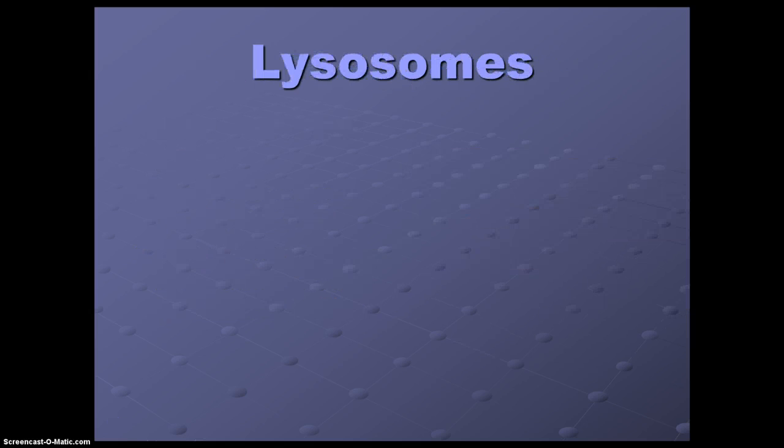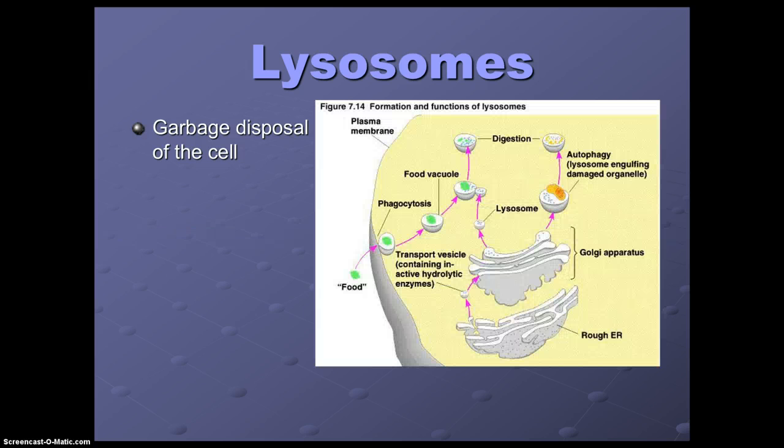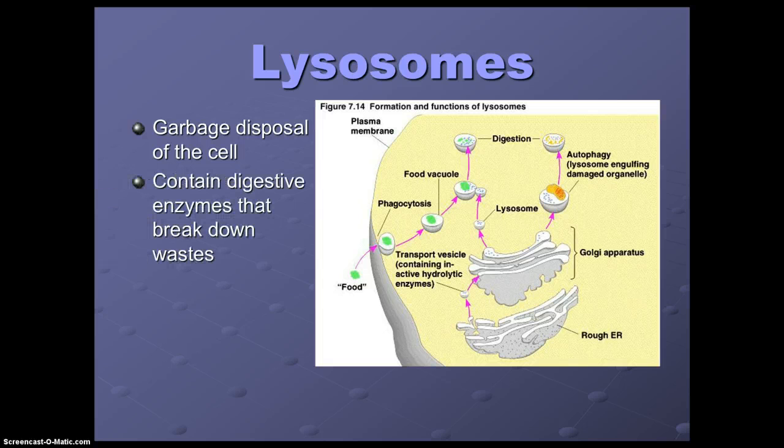Alright, lysosomes. If you remember what hydrolysis does, lysis means to slice. So lysosomes are enzymes that break down or slice up old materials. So we say that they're the garbage disposal of the cell or the custodians of the cell. And basically they just have enzymes and they break down waste.